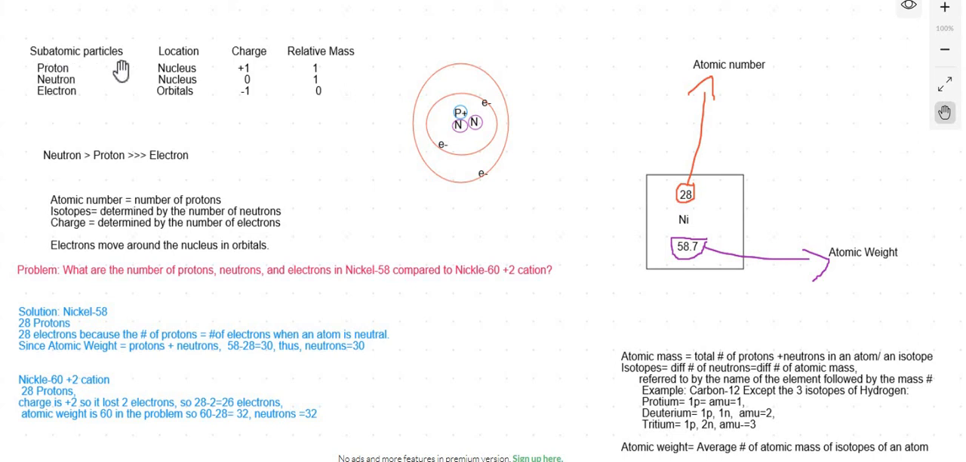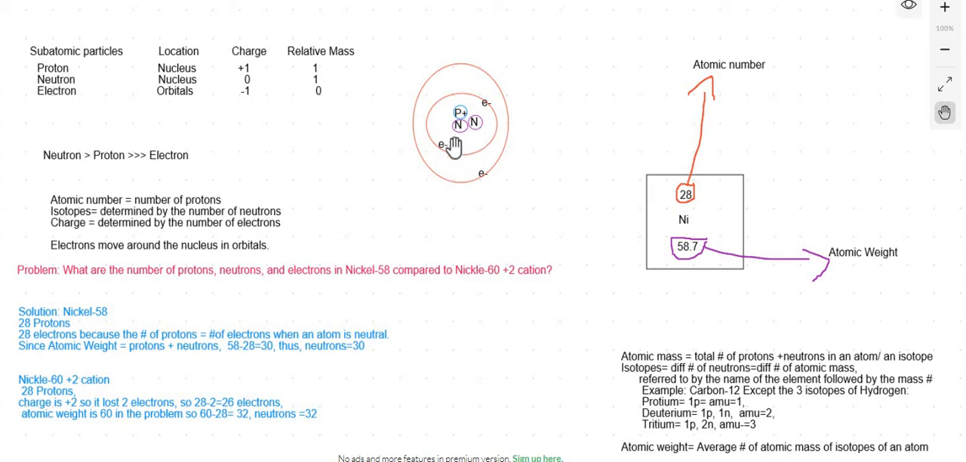Today we'll be talking about subatomic particles. We have protons, neutrons, and electrons. Protons are found in the nucleus. They are positively charged and they have a relative mass of 1.